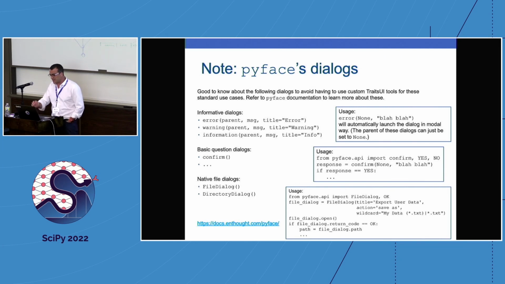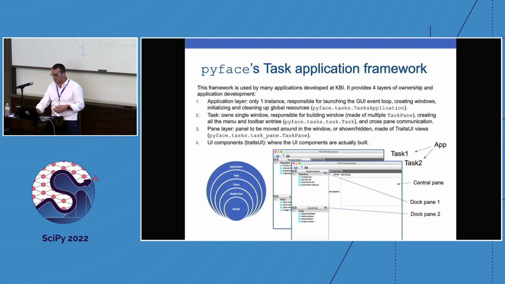So here I have a slide about the little PyFace dialogues. They look nice. They look nicer than some of the Traits UI dialogues, because they directly use the operating system's dialogue instead of painting things with Qt. So they look nice. You may want to take a look into those. But what I want to present is the task application framework, because now you're going to recognize some of these components that we wanted to get to with the final application, right?